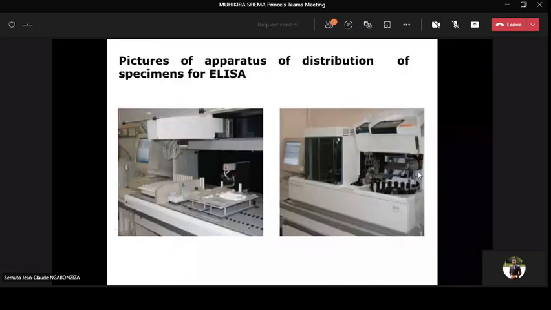So these are some of the automated systems where you put your samples, and everything is done inside the plate, running the assays, then it shows you the results as well as the estimated amount of antigen or antibody in the serum.